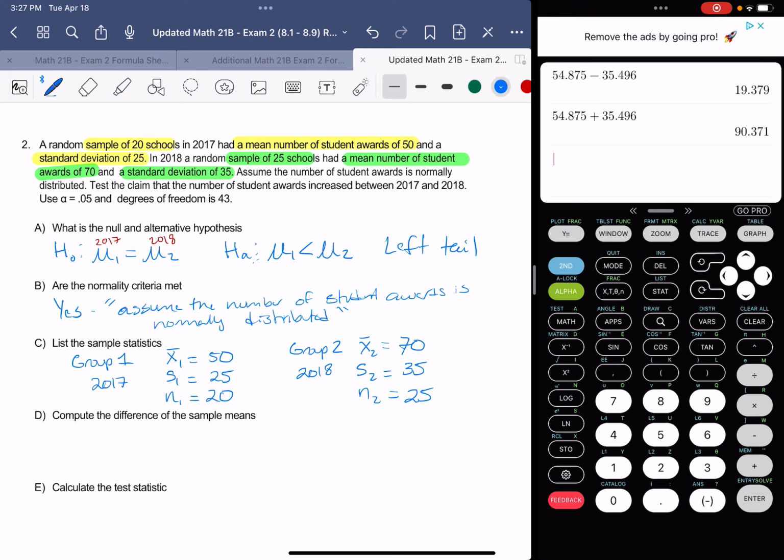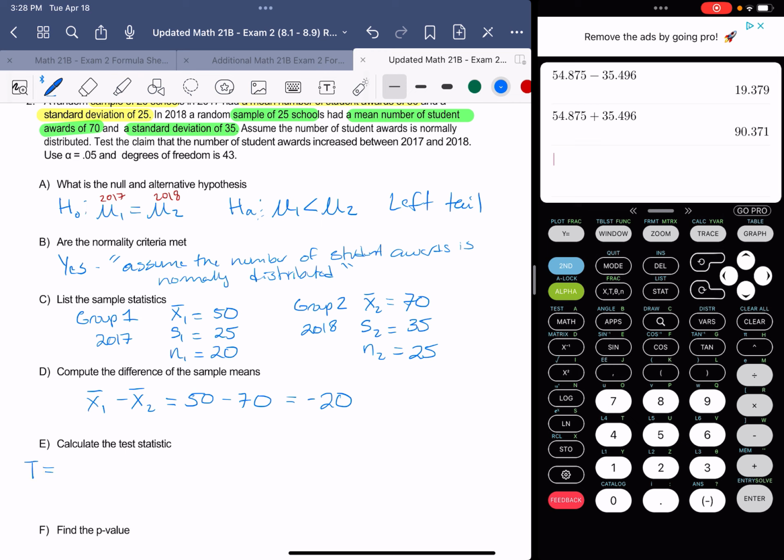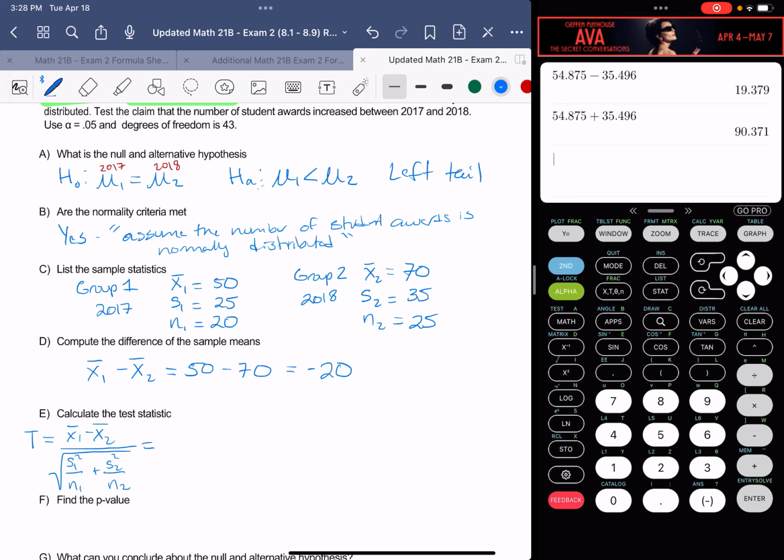So the test statistic equals X1 bar minus X2 bar over the square root of S1 squared over N1 plus S2 squared over N2. From here, it's a matter of substitution, right? For the numerator, the X1 bar minus X2 bar, we already did that. Didn't we just do that in part D? So just plug that in. That's negative 20. We said that was negative 20.